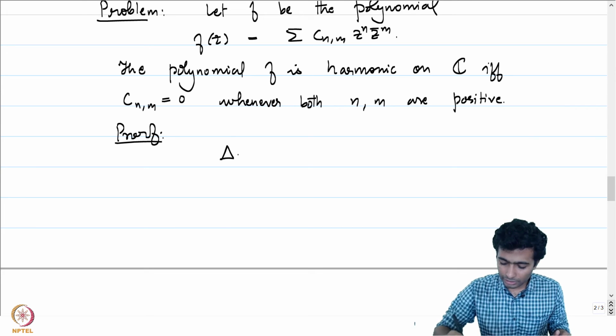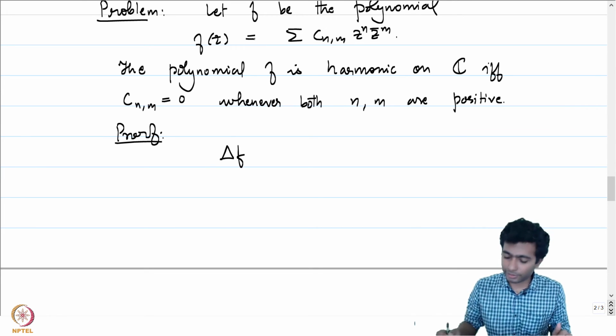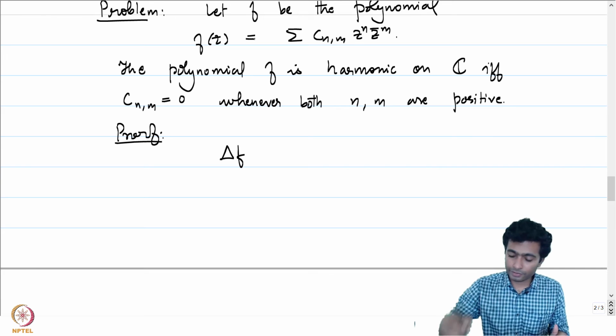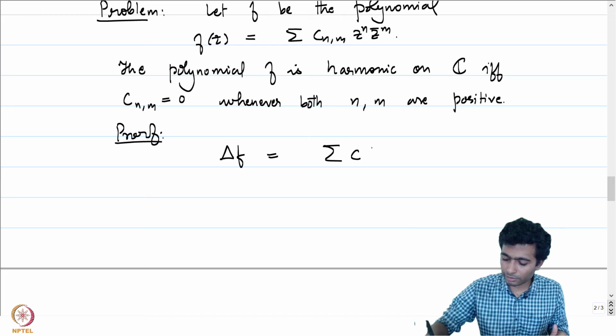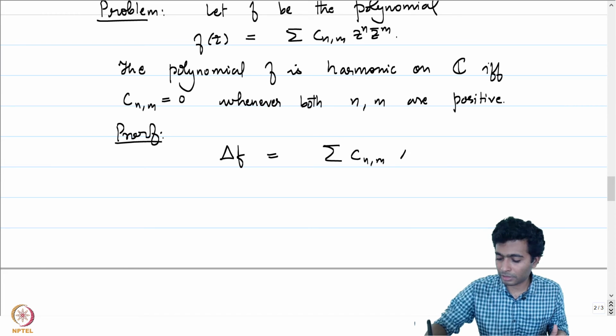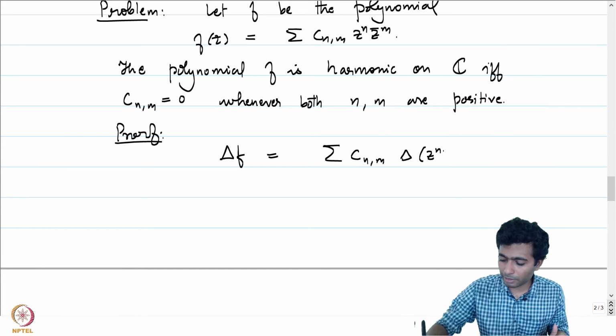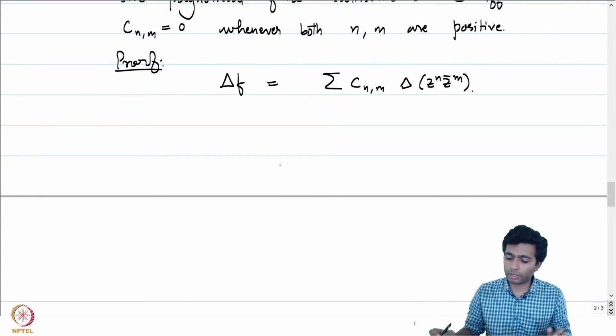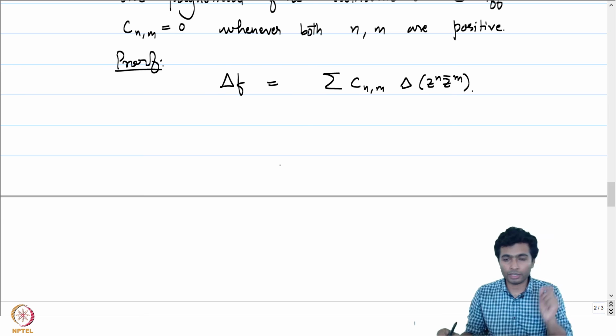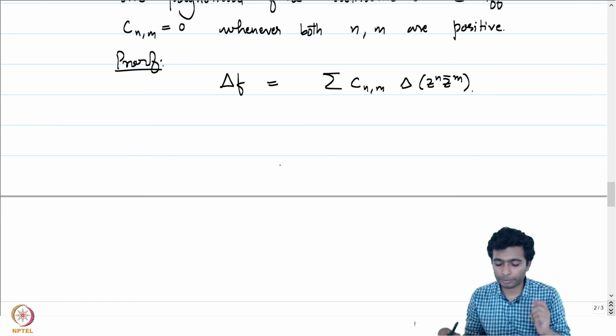We are interested in the Laplacian of f. What will be the Laplacian of f? Laplacian of f is going to be equal to, let me just leave it to you to check that, the sum of c_nm times the Laplacian of z^n z̄^m. Let's look at the Laplacian of each of the monomials separately.